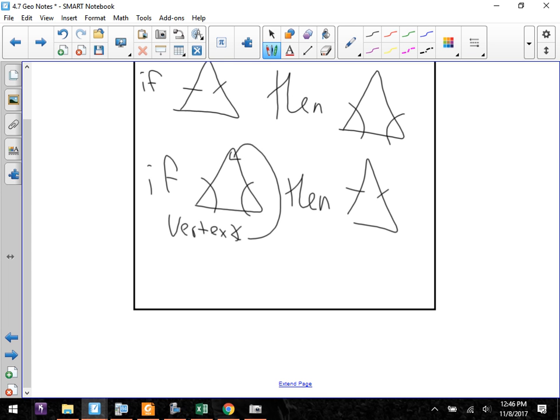But the main idea here is that if you've got a set of congruent sides, that means you'll have a set of congruent angles that are opposite those sides. And it works if you have a set of congruent angles, then you've got a set of congruent sides opposite. Okay? Not so bad?